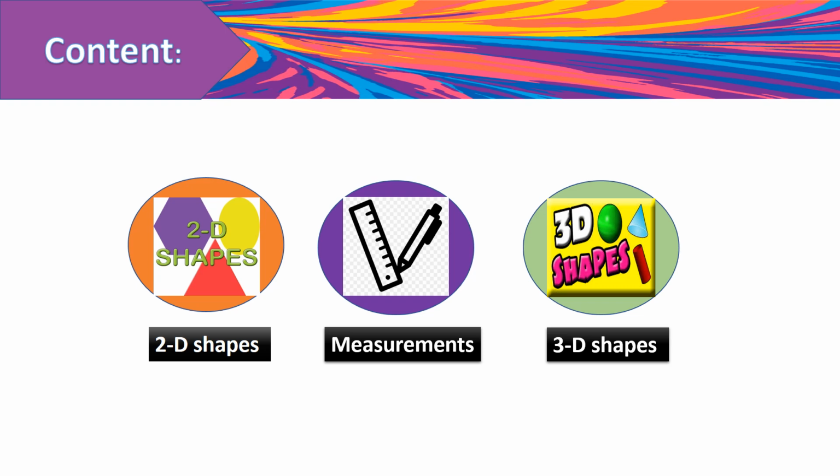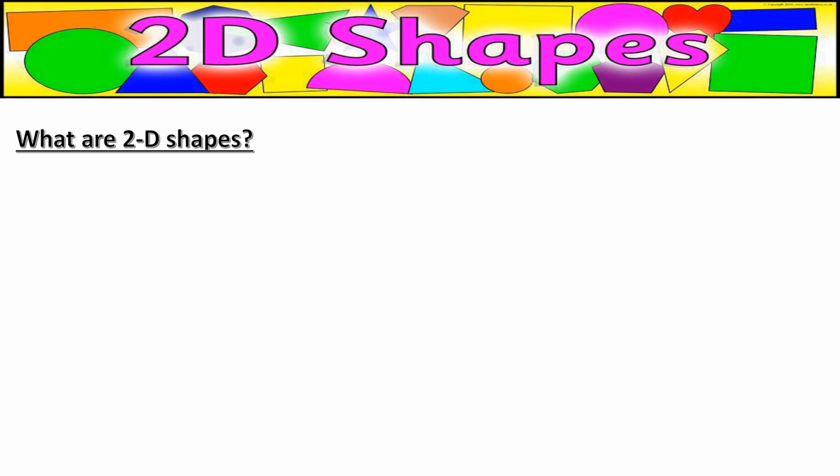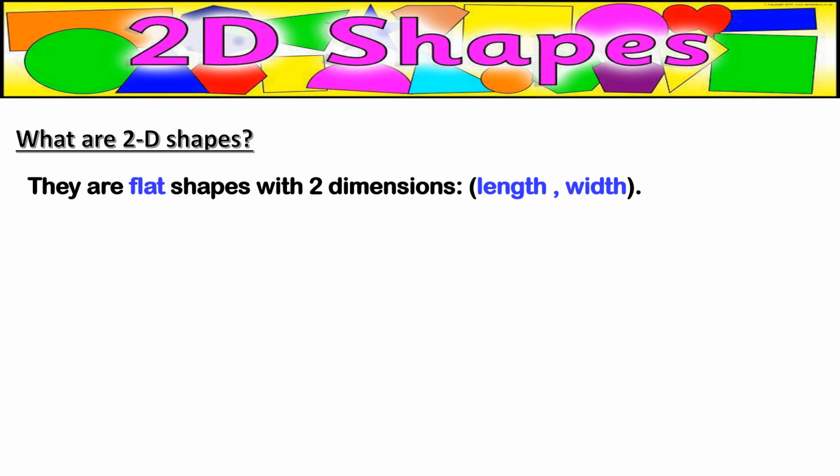Here we have our content: 2D shapes, measurements, and 3D shapes. Let's start with 2D shapes. What are 2D shapes? 2D shapes are flat shapes.